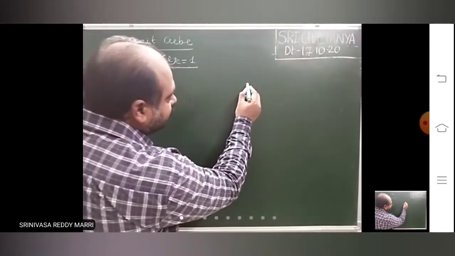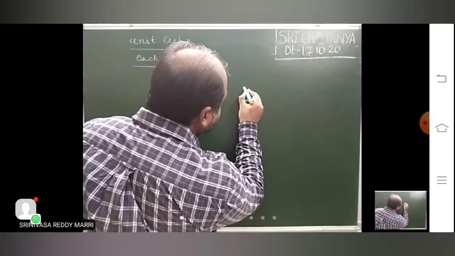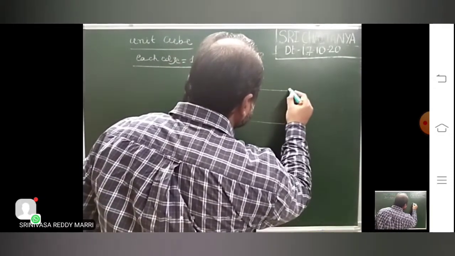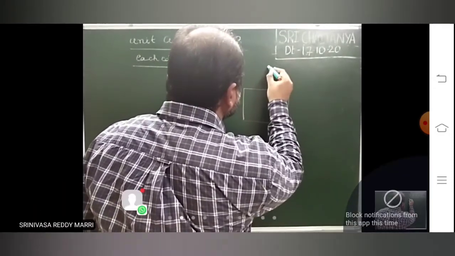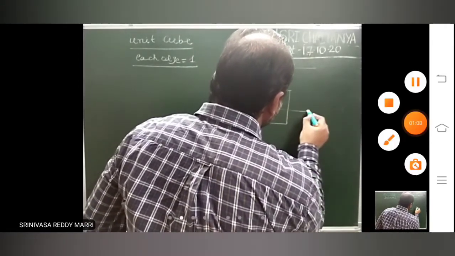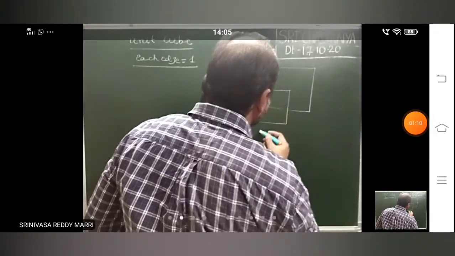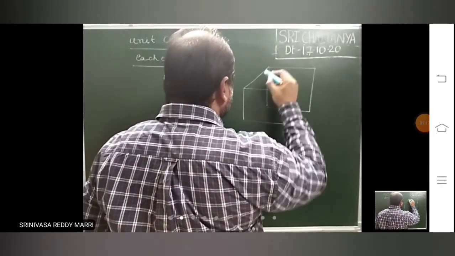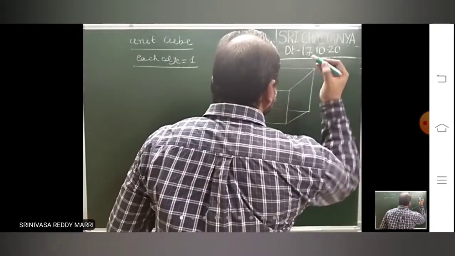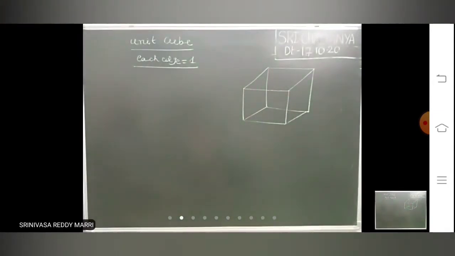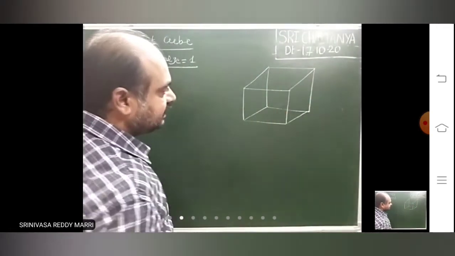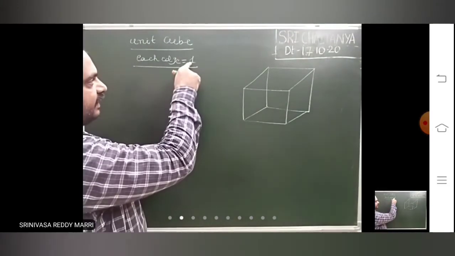Look at it, a cube means all squares you draw. Everything is a square. All the faces will be squares. Look at unit cube, it means the length of each edge is 1. Those are all ones.